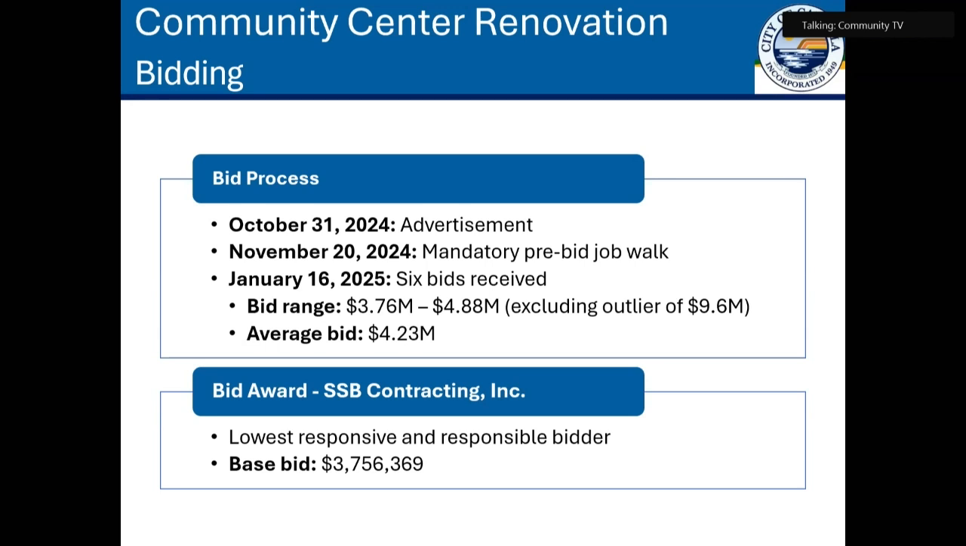So SSB Contracting out of Salinas was the lowest responsive and responsible bidder. Responsive meaning they submitted all the forms they needed to be legally, that we can go into contract with them, and responsible meaning that they have done similar projects before and that their bid was reasonable. It wasn't so low that there's no way they could do the work. So responsible and responsive. And that base bid was $3.7 million.